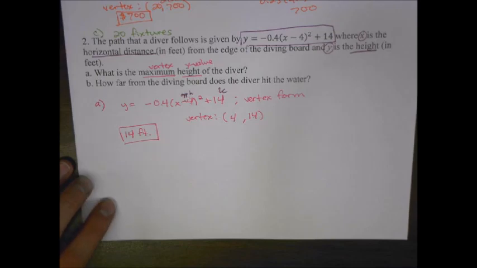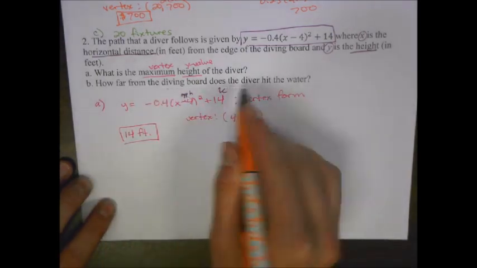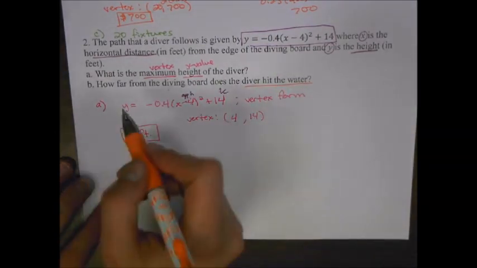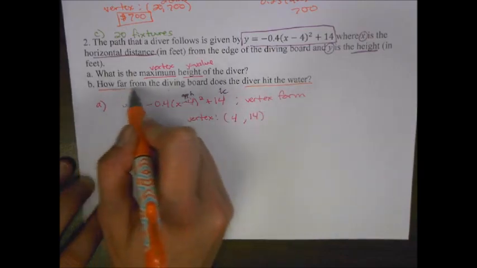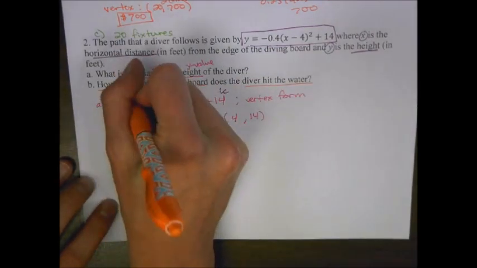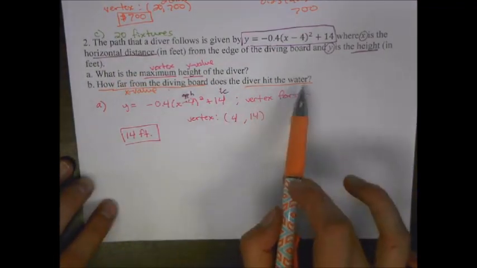For part B, how far from the diving board does the diver hit the water? So we want to hit the water, and it's asking how far from the board. Well, distance from the board is an x value. Now we have to figure out this hitting the water.